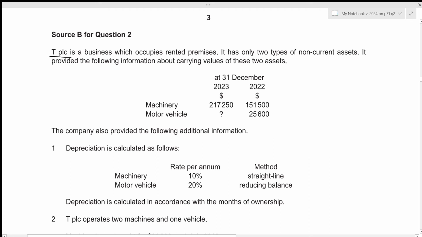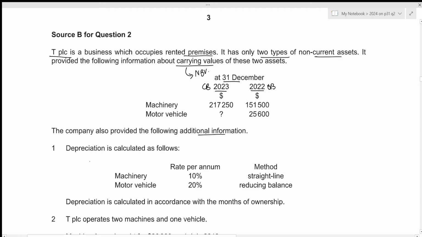TPLC is a business which occupies rented premises. It has only 2 types of non-current assets. It provided the following information about carrying values of these 2 assets. Carrying values just means the net book values. We have the values at 31st December 2023 as well as 2022. So these will act as our opening balances and these will act as the closing balances. We have 2 types of non-current assets. The first one is machinery, second one is motor vehicle. The company also provided the following additional information.